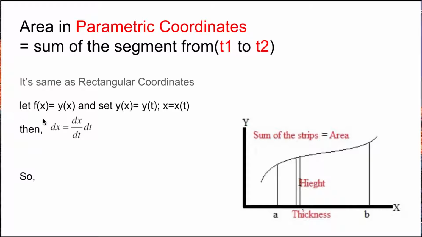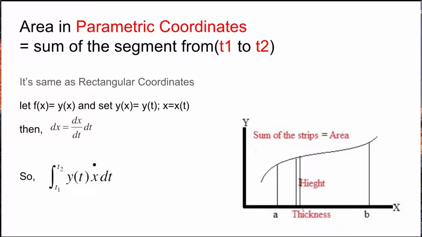And then we have to put all the equations back into the formula. What's the formula of the rectangular? That is the integral from A to B of f(x) dx. So since we put all those equations back into the rectangular one, that will become the integral from t1 to t2 of y(t) multiplied by the derivative of x multiplied by dt.